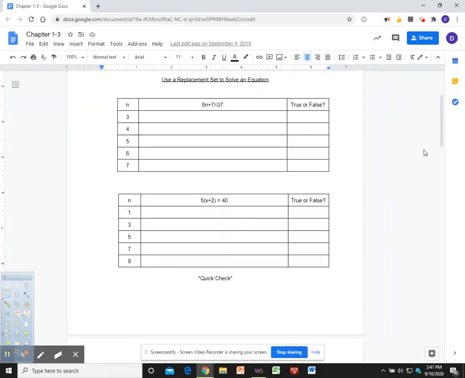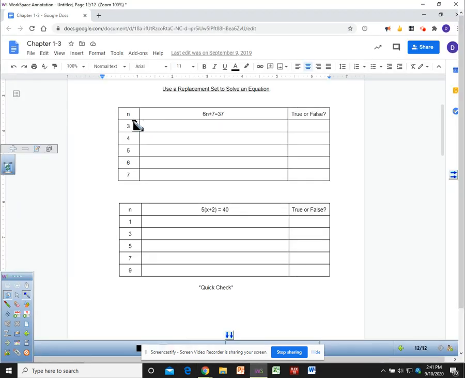So doing this, honestly, it's all just plug in and solve. So this is what we plug in for n right here, and we're just going to plug it into this equation right here, and we're going to figure out which one's true or false. And we only need one true answer. So once you find your true answer, you're done.